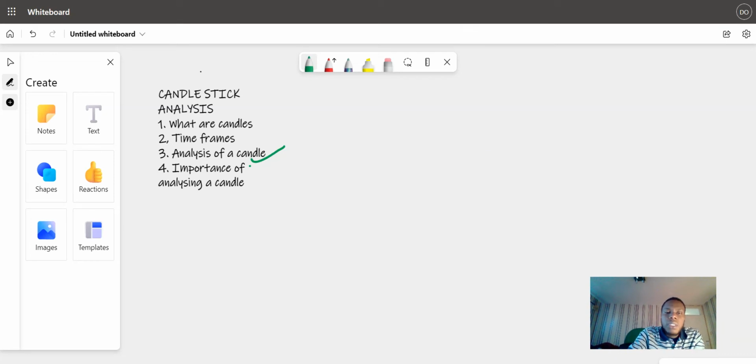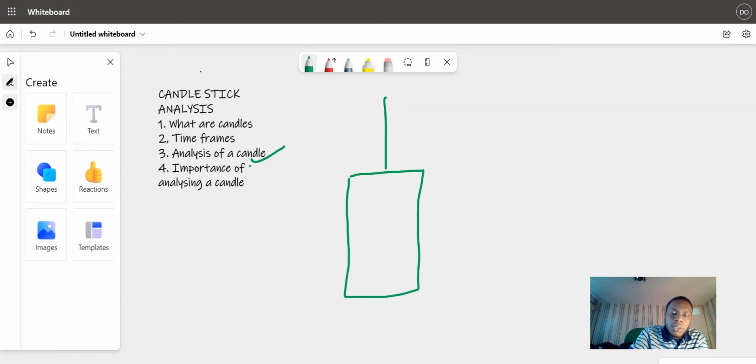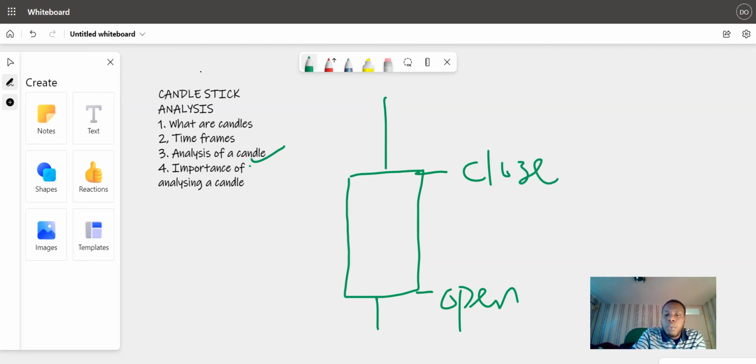Right. So this is a candle. Let's draw a perfect candle, for instance. I'm sorry I didn't tell you that this is open. Sorry, I didn't add that to the definition. This is open and this is close. It means price opened at this level and closed at this level. So now let's start the explanation.